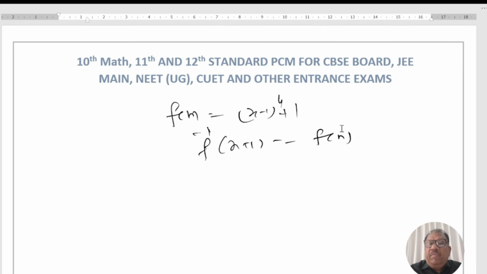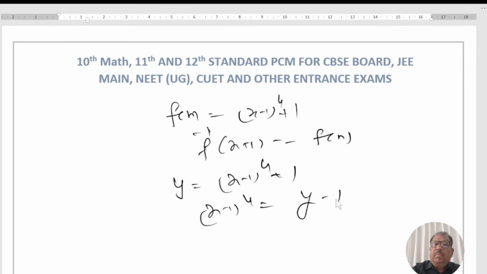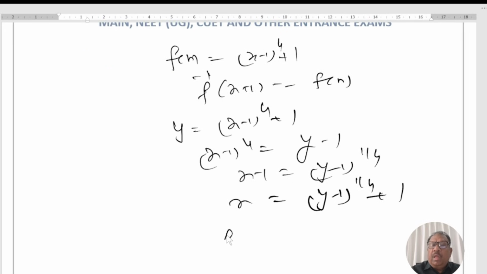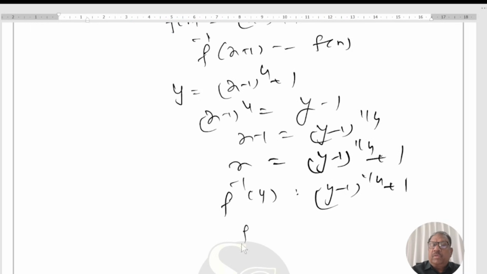Then f(x) is this, so y equal to (x minus 1) to the power 4 plus 1. So (x minus 1) to the power 4 equal to y minus 1. Then x minus 1 equal to (y minus 1) to the power 1 by 4. x equal to (y minus 1) to the power 1 by 4 plus 1. So this is f inverse y equal to (y minus 1) to the power 1 by 4 plus 1. That is f inverse x equal to (x minus 1) to the power 1 by 4 plus 1.